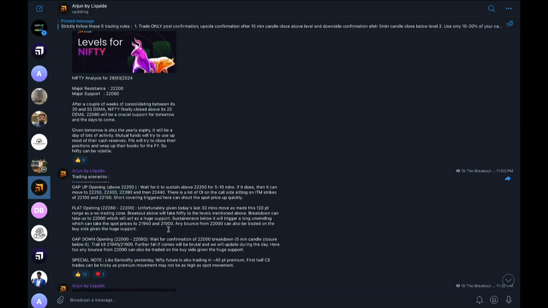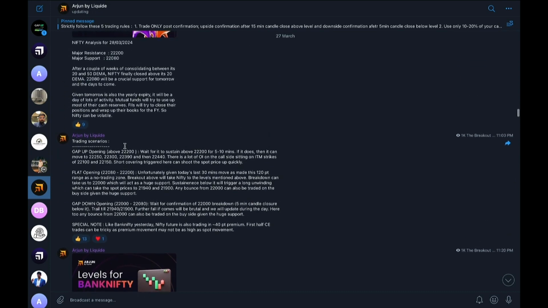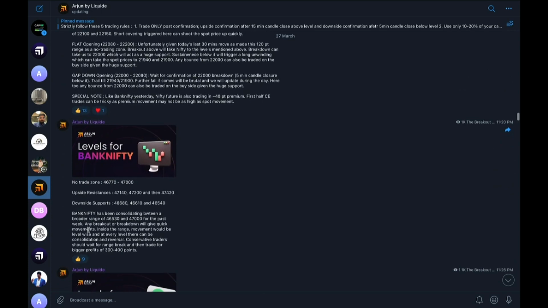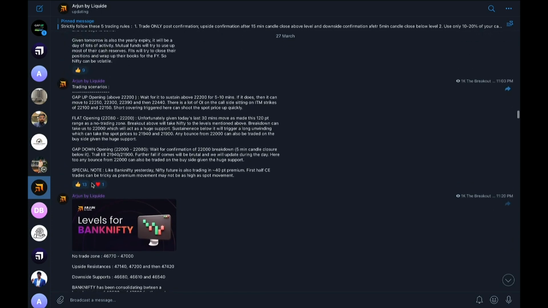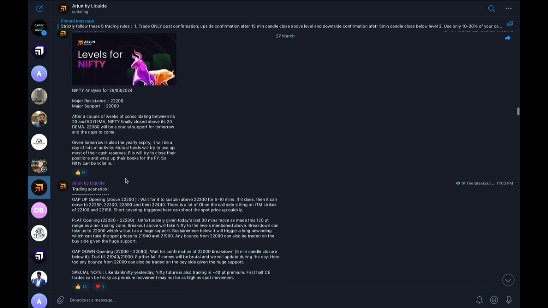On the bottom side, you have to check these out. For other indices like Bank Nifty, you can find these directly in the upside resistance and downside support. Going ahead, we'll do the same for the index expiring on that day, so that it's easy for you to mark them on the chart. For now, we'll have to figure it out from here.